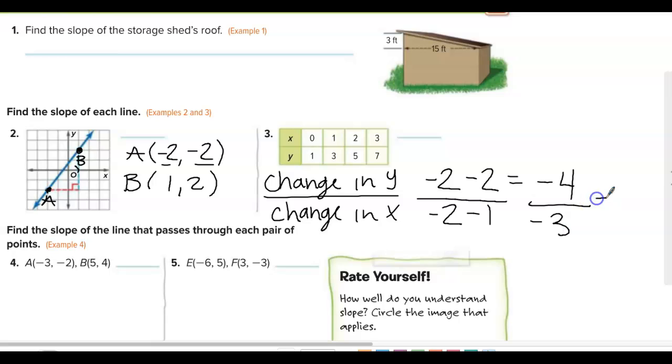So my answer is really 1 and 1/3. Okay, did we get the same answer that we did when we counted? Yes. So we're going to have questions today, like number 4 and number 5, where you're not given a graph, but you're given coordinate points and you have to figure out the slope between them. Okay? So I am going to give you a formula for that.